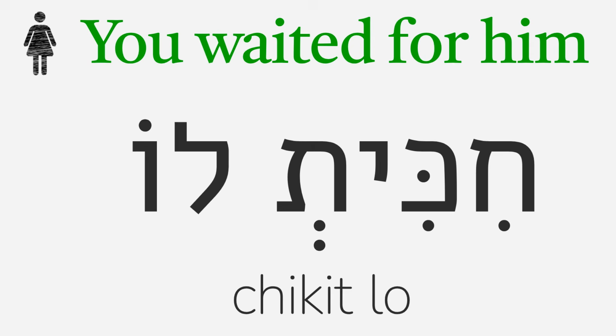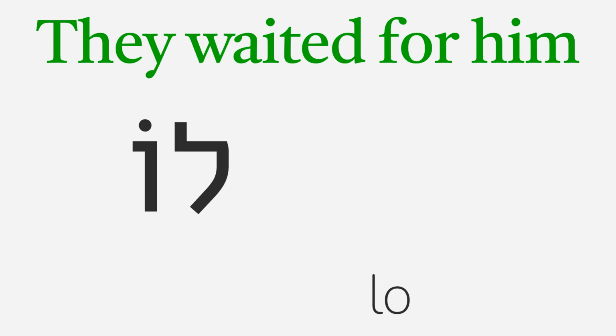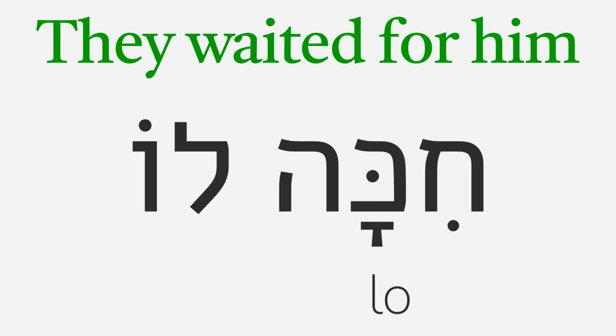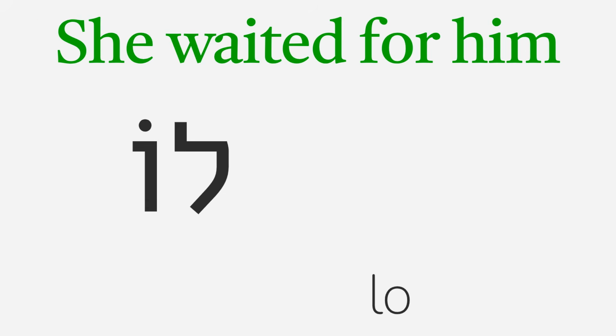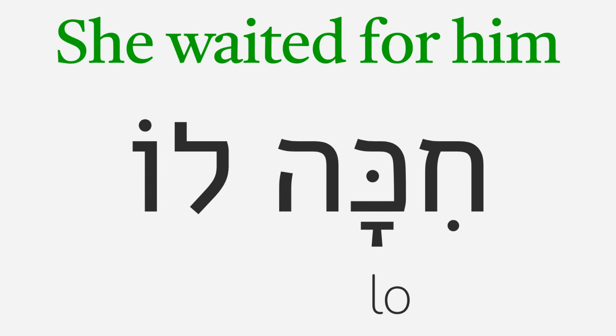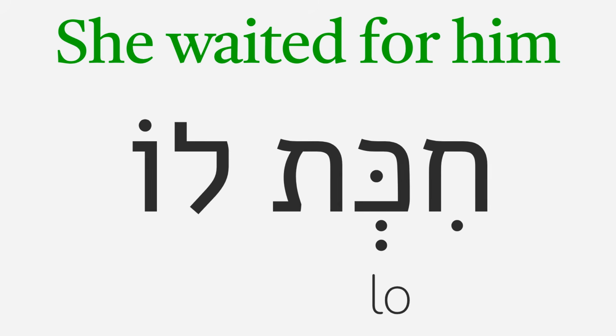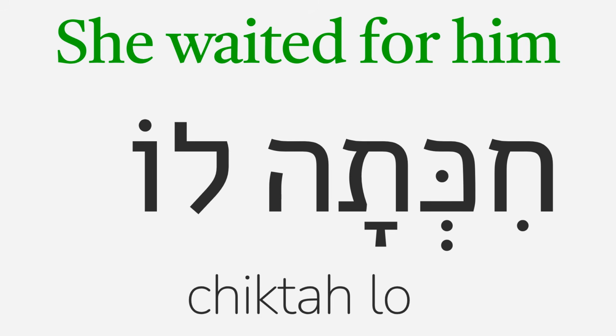To say they waited for him, we take the hu form chika, take off the a ending, and add the u ending used for the subject they. Chiku, they waited. Chiku lo, they waited for him. Let's finally say she waited for him. For this, we take chika, change the kamatz to a shva, replace the last letter he with a tav, and add the a ending. Chikta, she waited. Chikta lo, she waited for him.